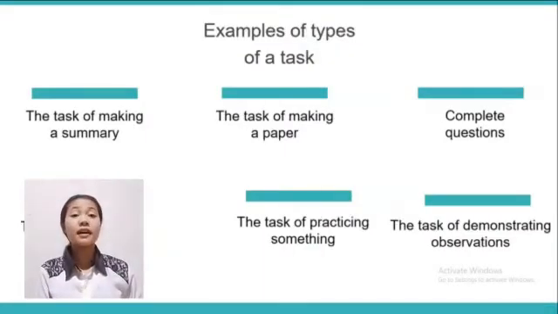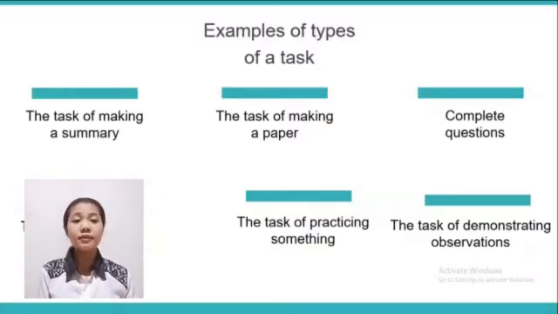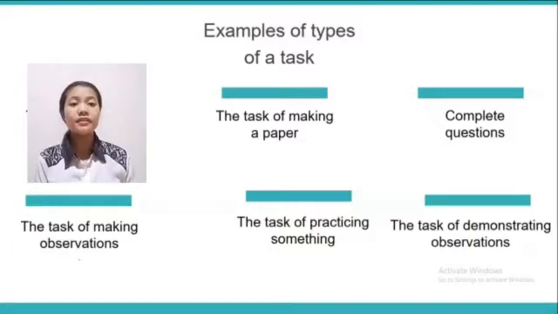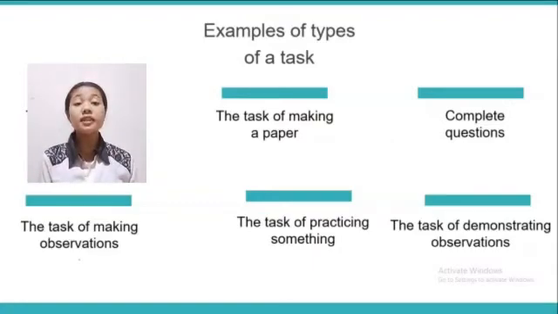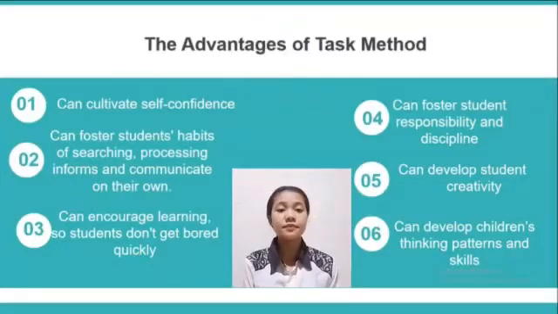Okay, next is about examples of the types of assignment that can be given to students which can help the teaching and learning process. Those examples are making a paper, making a summary, a complete question, where students must answer all of the questions given by their teacher, and then making observation, practicing something, and demonstrating observation. Okay, all of that is just examples of the types of assignment.